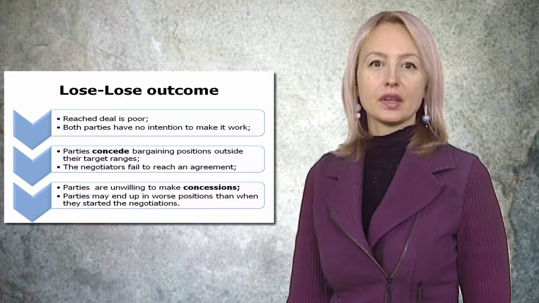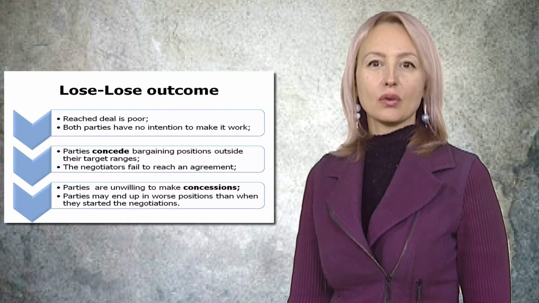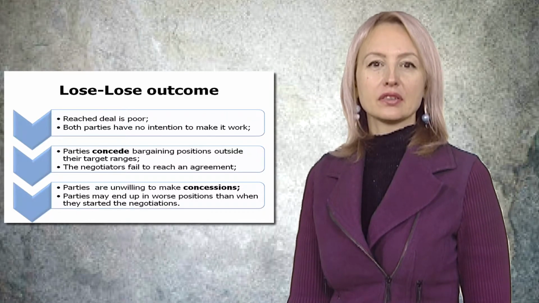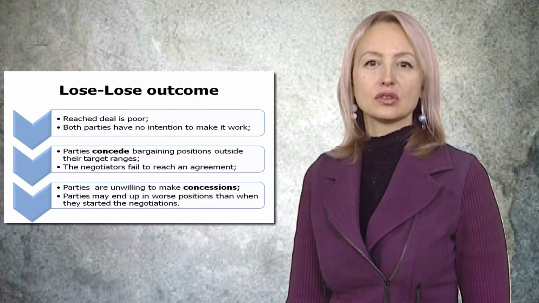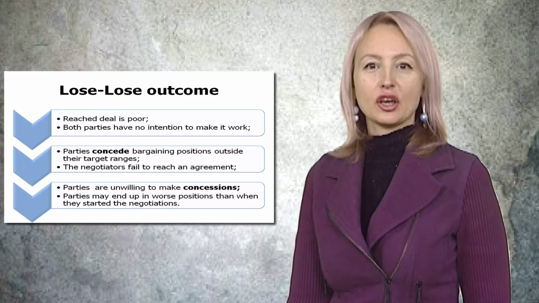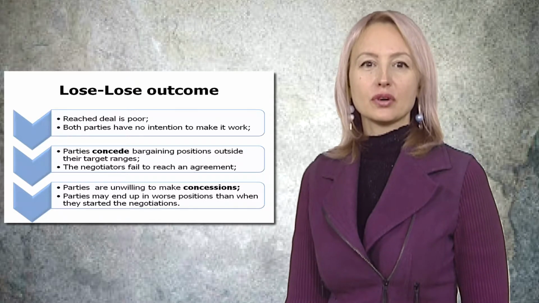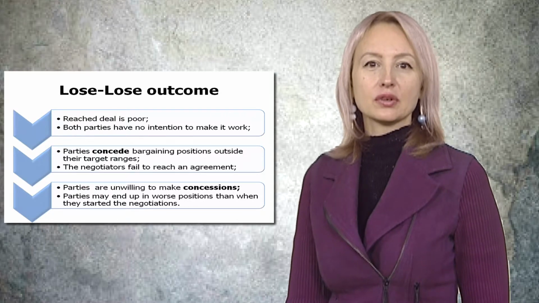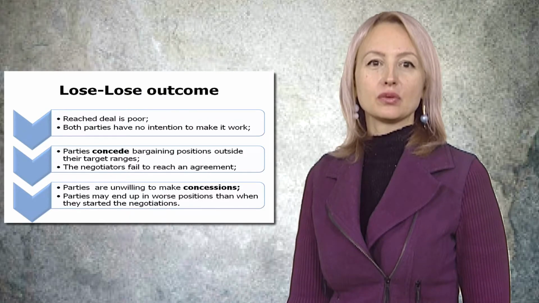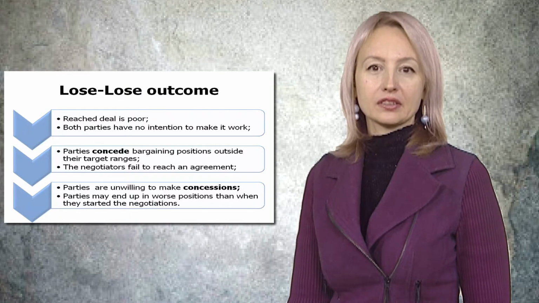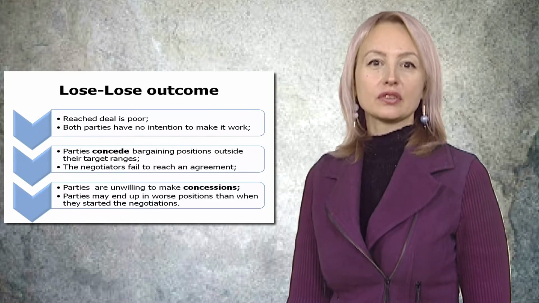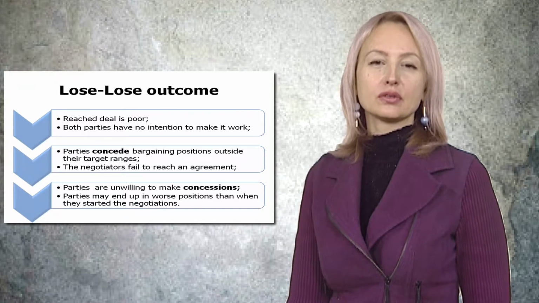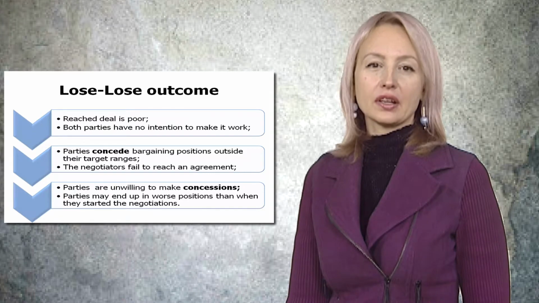1. Lose-lose outcome. This can occur if negotiations break down or when a deal is reached which is so poor that neither party finds it workable, or both parties have no intention to make it work and will circumvent it. In a lose-lose scenario, both parties concede bargaining positions outside the target ranges. The negotiators fail to reach an agreement. Both parties may end up in worse positions than when they started the negotiation. Both parties are unwilling to make concessions, and both will be forced to deal with the poor consequences of not reaching an agreement.